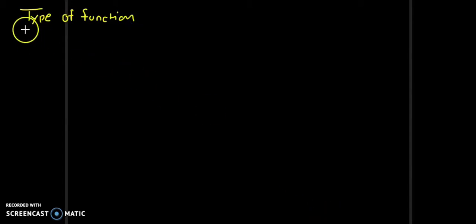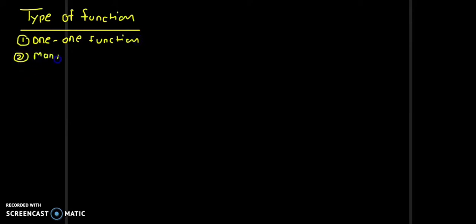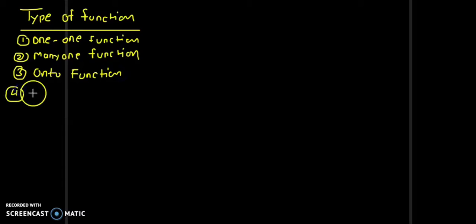There are four types of function. First is one-one function, second is many-one, third is onto function, and fourth is into function. These names are new for you all.